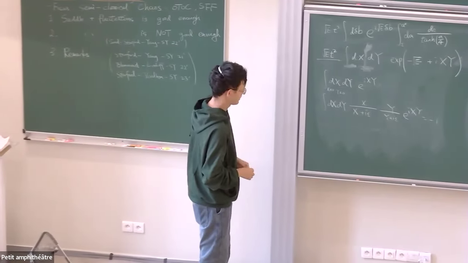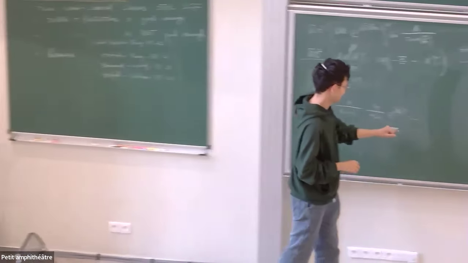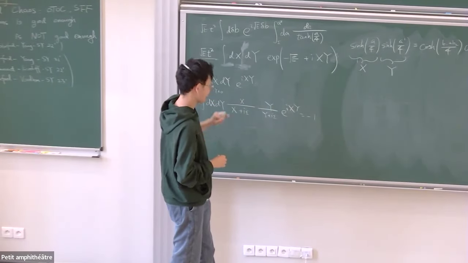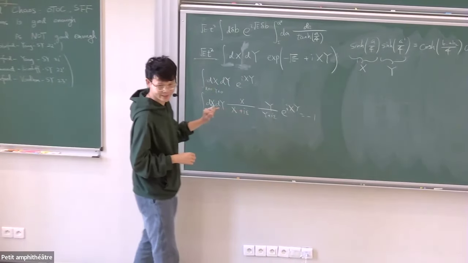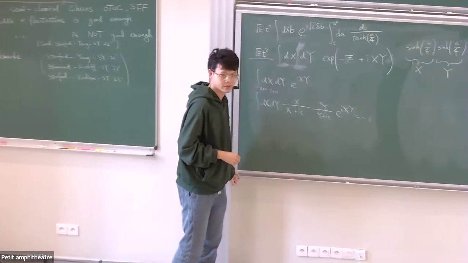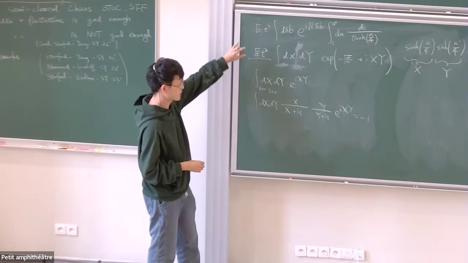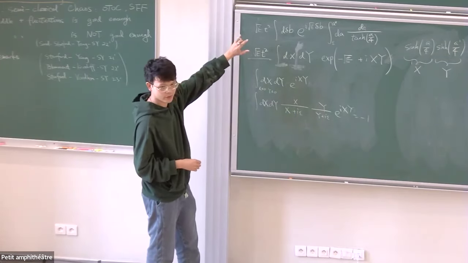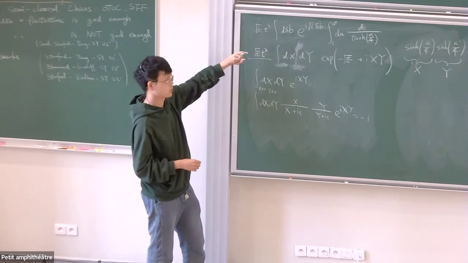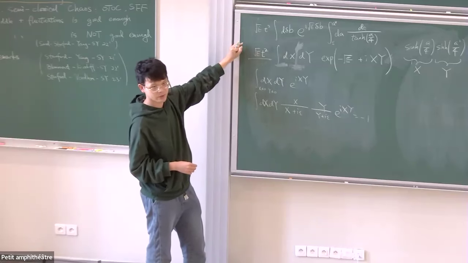Okay, that's the end of the computation. It's the end of the computation, but not the end of the second part, because now we are going to explain why we do this. The reason we do this computation is that now you can check whether saddle point plus fluctuation is a good prescription for this data. If you look at the saddle point for this integral, the saddle point is at x equals 0 and y equals 0.